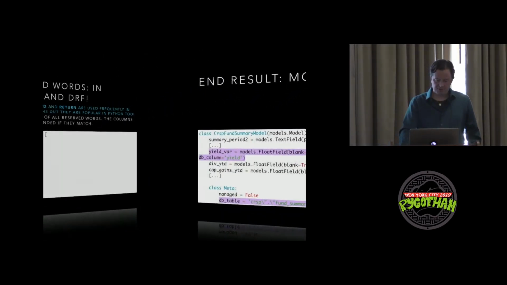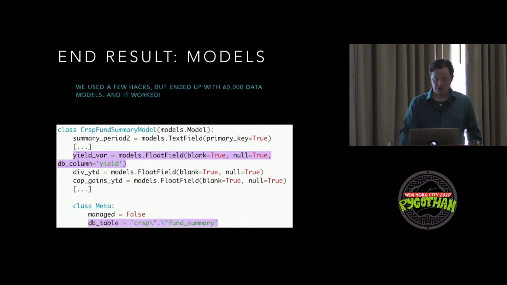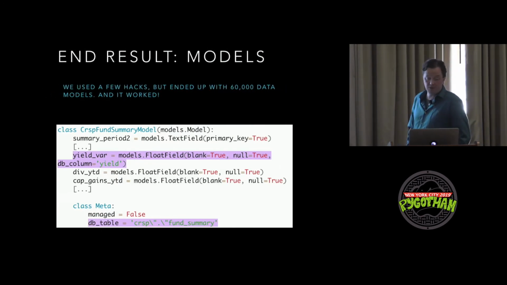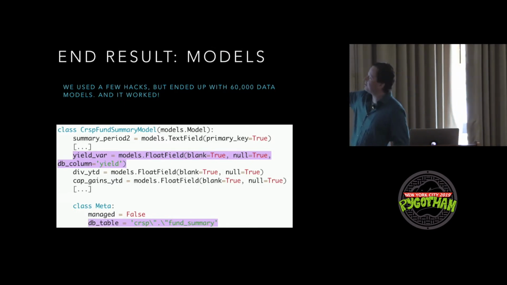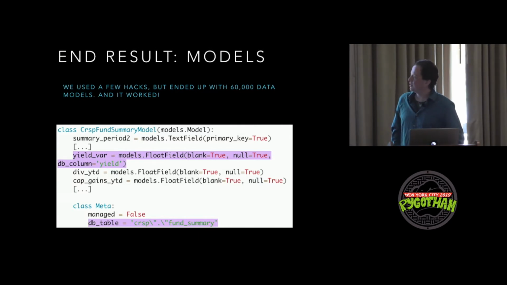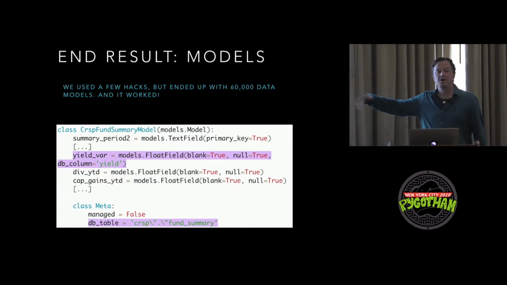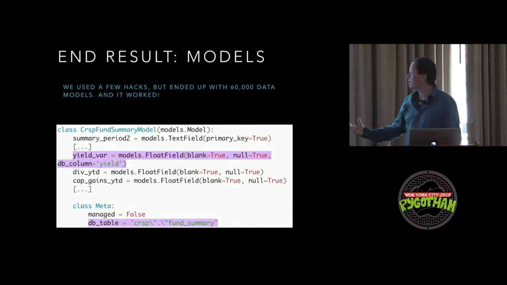So after the reserved words were built up, we ended up with an end result of models. And we used a few hacks here, but we ended up with 60,000 models and it worked. If you take a look here, you'll see an example of how yield var was put into place. You'll see that we appended the underscore var and then used Django's facility to actually map it back to the field. And this is one advantage you might get if you wanted to build out an automated API from a system like ours. Since we have 60,000 models from over 300 products from over 50 different data vendors, we've run into a lot of edge cases like these and handled them that you might not have run into right now, but you might run into in the future.